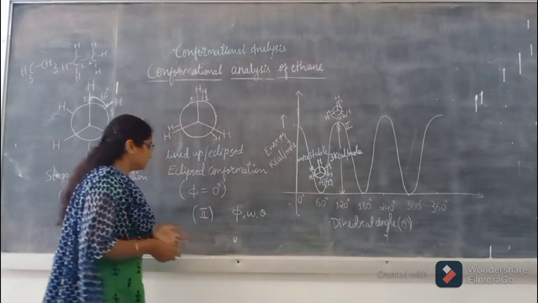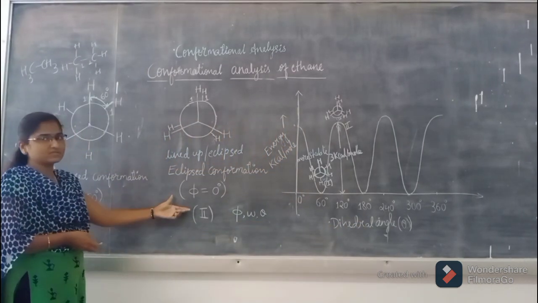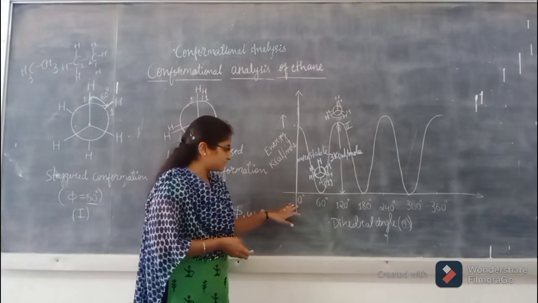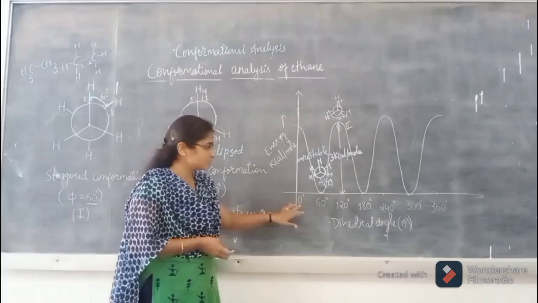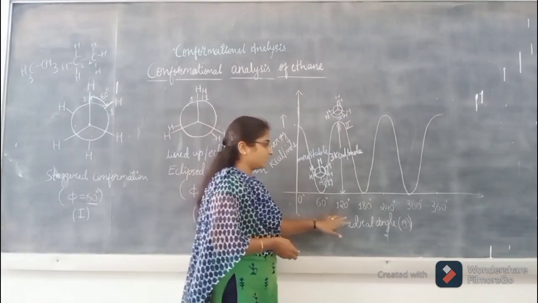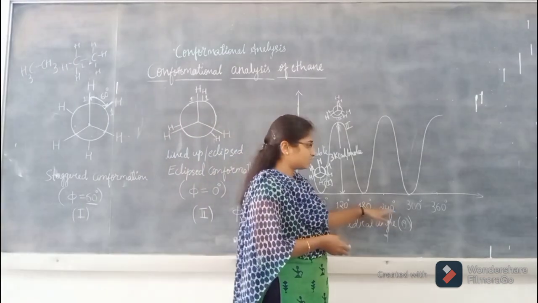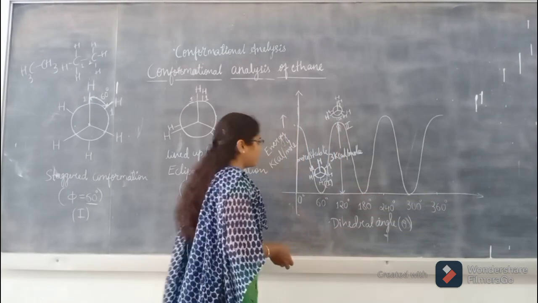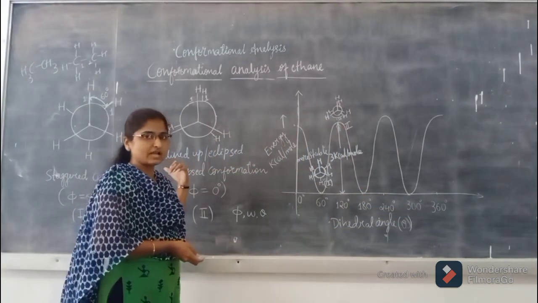Since we have the rotation, that is dihedral angles 0 degrees and 60 degrees, in a similar way you have to take the difference in such a way that you get 0, 60, 120, 180, 240, 300, 360, and so on. So write the conformations according to their energies and stabilities.